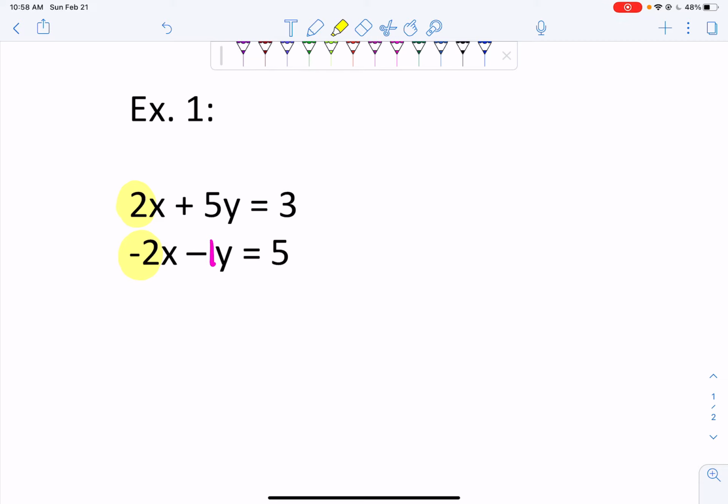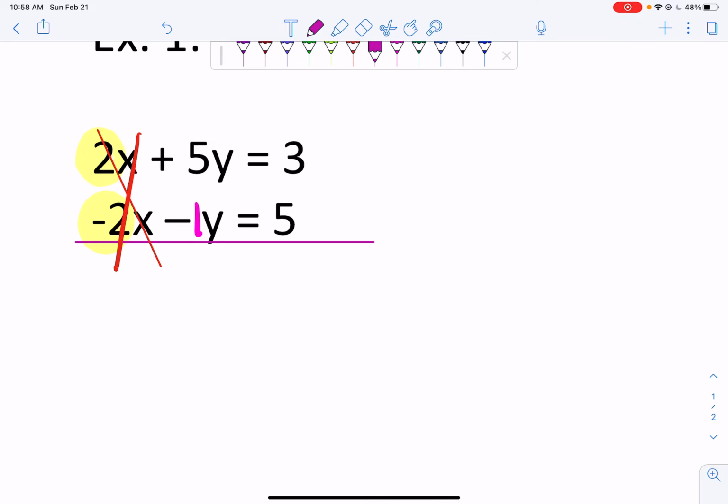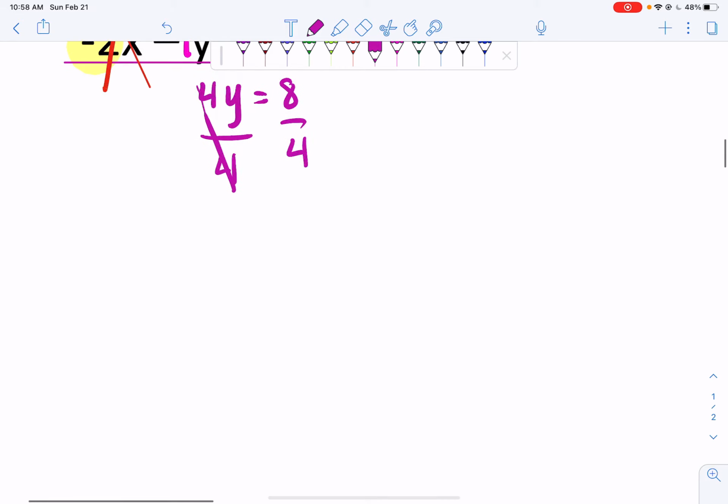This is how elimination works. I simply add them together. So I have 2x plus 5y equals 3 and negative 2x minus 1y equals 5. I have to ask myself, what's 2x plus a negative 2x? Well, I know that 2x plus negative 2x is 0x, so they cancel each other out. I now need to ask myself what 5 plus a negative 1 is, or what 5 minus 1 is. Well, 5 minus 1 is 4. So I get 4y equals 8, because 5 plus 3 is 8. This now becomes a one-step equation. Divide both sides of your equation by 4, and I get y is equal to 2.